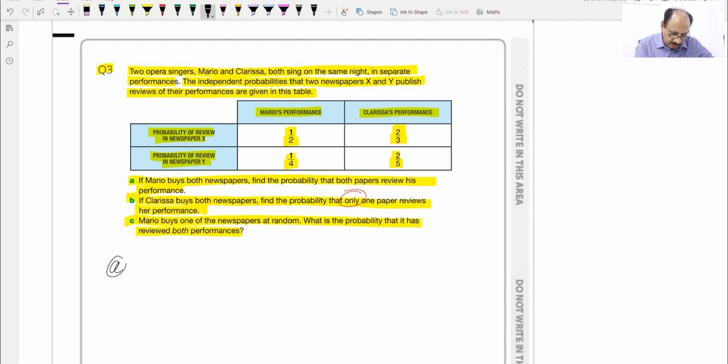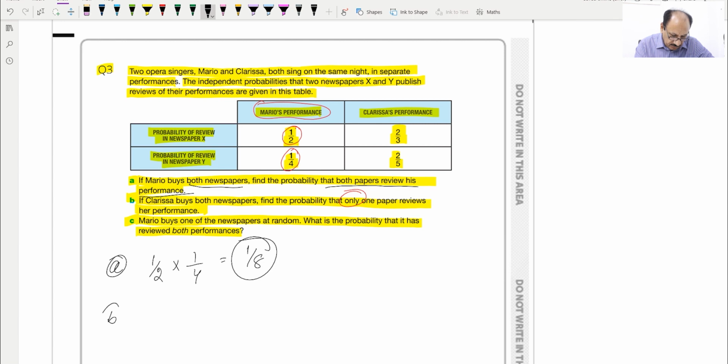So for A part, Mario buys both newspapers. Find the probability that both papers review his performance. So both papers will be reviewing, that will be this one. We are talking about Mario. So this one is reviewed, X reviewed and Y reviewed. So we will be taking 1 by 2 into 1 by 4, and this will be equal to 1 by 8. This is simple. A part is done.